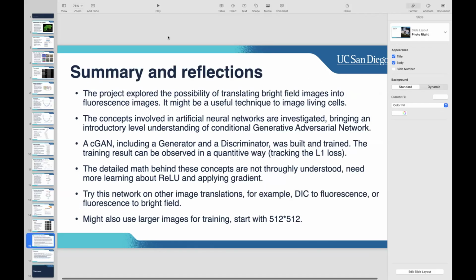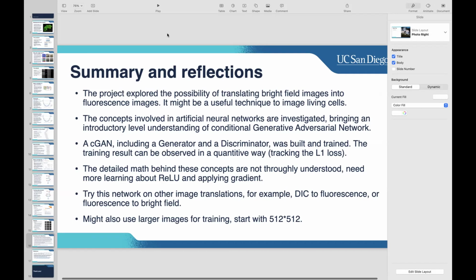So some summary and reflections. The project explores the possibility of translating bright field images into fluorescence images, and this might be a helpful technique to image living cells. And the concepts involved in artificial neural networks are investigated, bringing an introductory level understanding of CGAN. And a CGAN was built, including a generator and discriminator. The training result can be observed via a quantitative way.